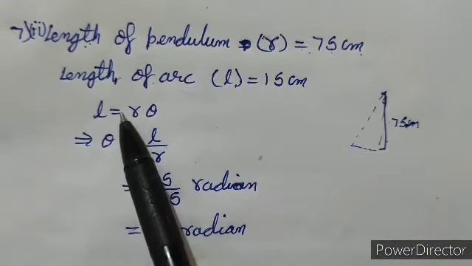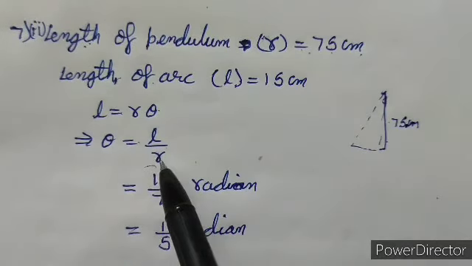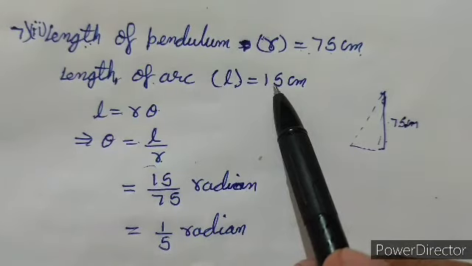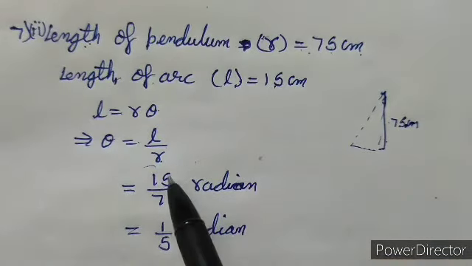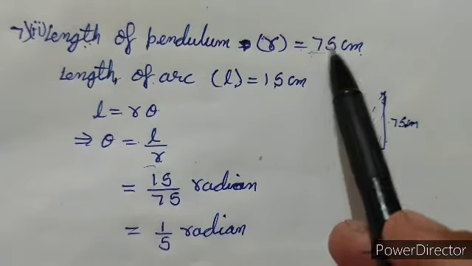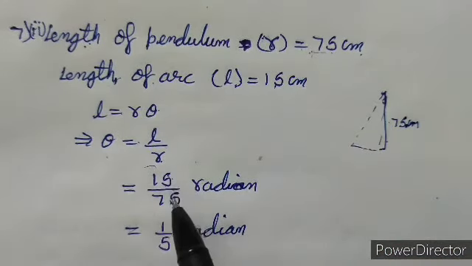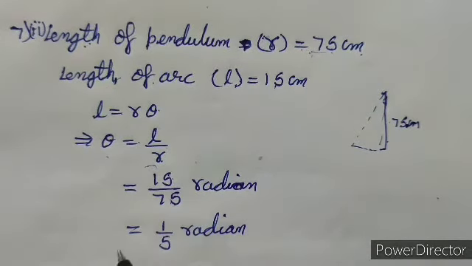By the formula L equal to R theta, we can say that theta will be equal to L upon R. Here L is given, that is length of arc is 15 centimeter and the radius of the arc is 75 centimeter. So theta will be equal to 15 by 75 centimeter and that will be equal to 1 by 5 radian.